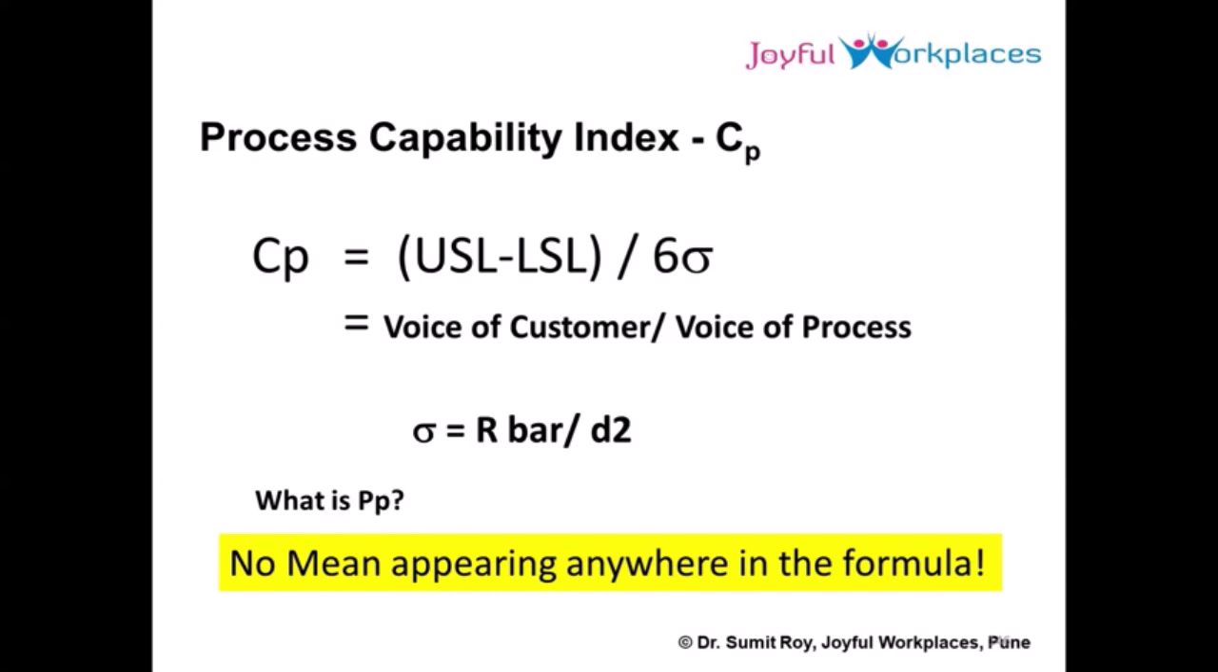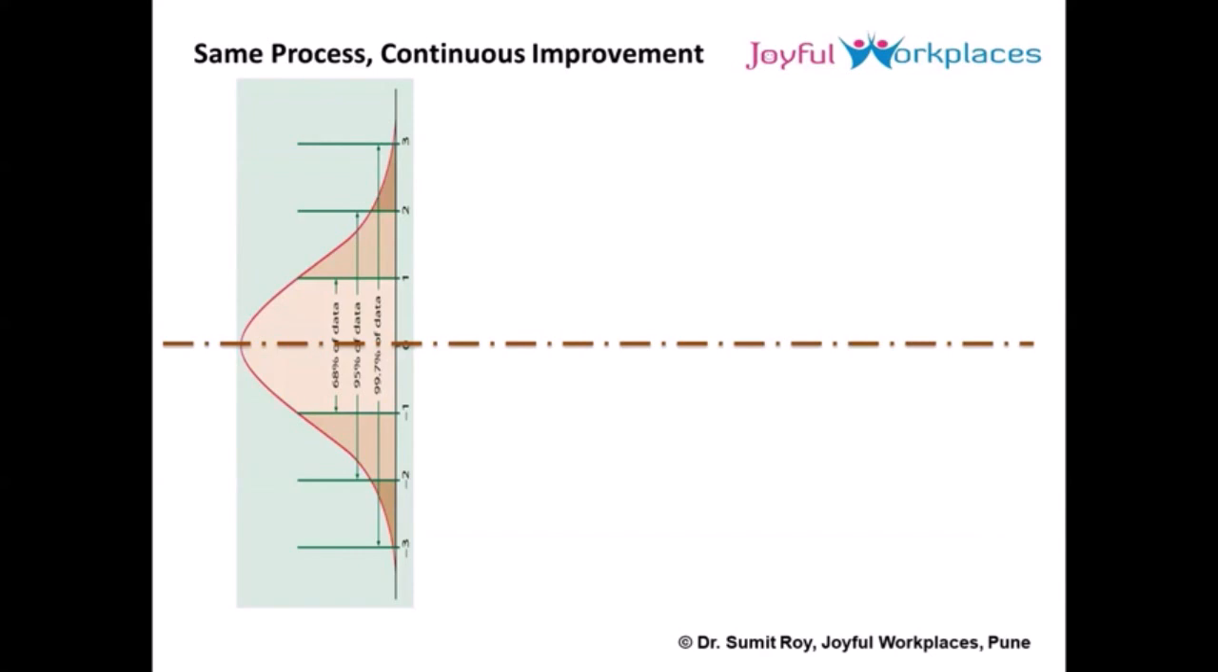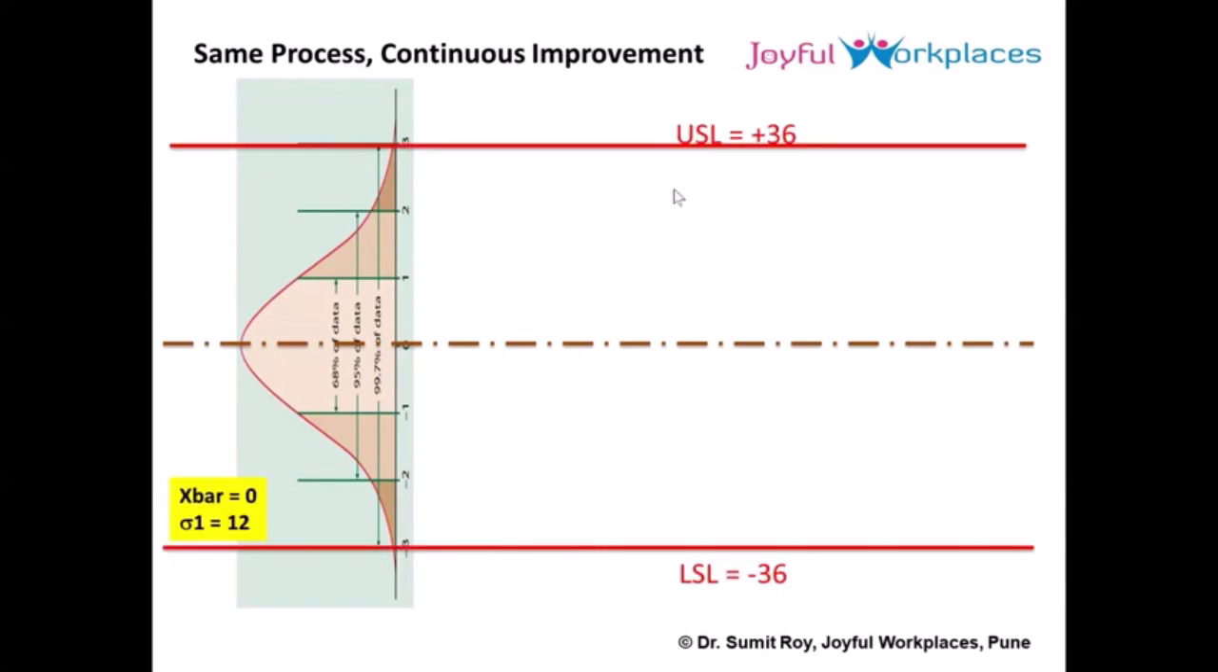Okay, I'll explain it with a simple example. Let me come to that. Take for example that my X bar is equal to 0. My sigma is 12. So what is my upper control limit? 0 plus 3 sigma. Sigma is 12, so 0 plus 3 sigma is nothing but 36. 0 minus 3 sigma is nothing but minus 36. All right. I have not used the specification limit anywhere. I have only used the process as is.